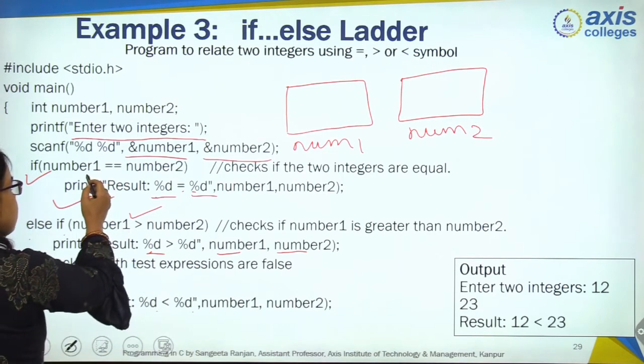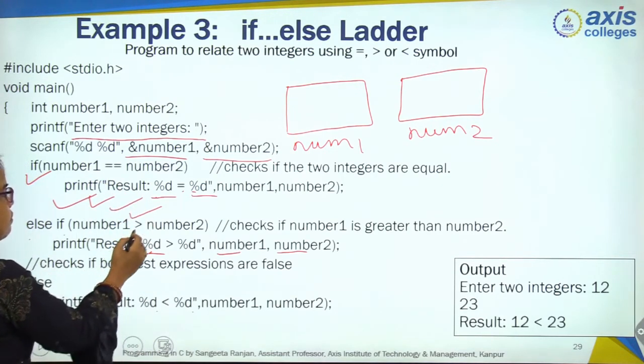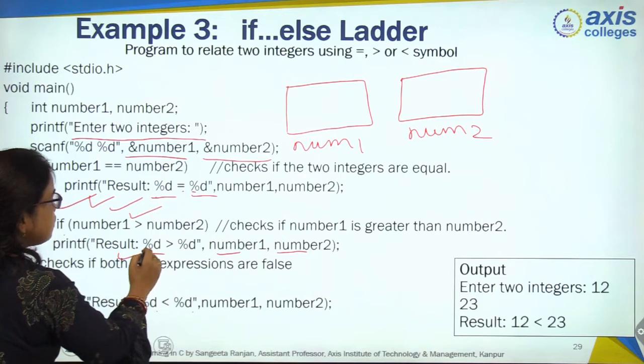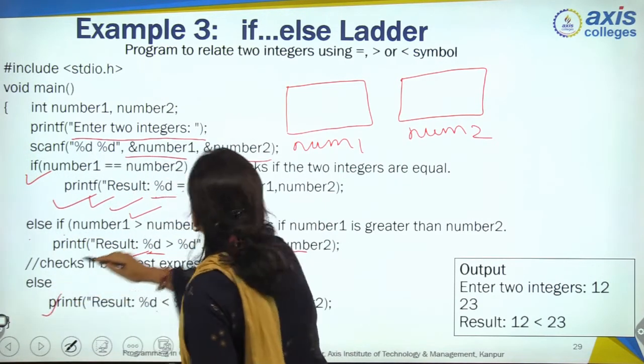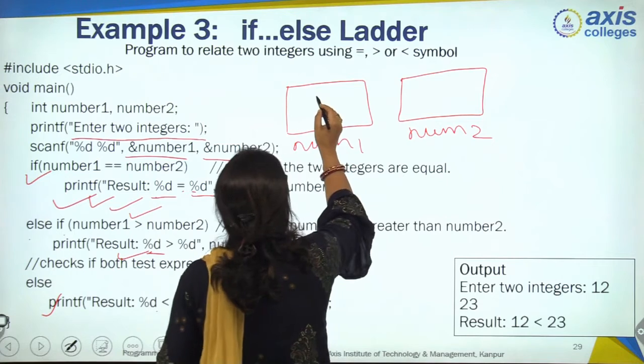If number 1 is equal to number 2, then print this statement. If number 1 is greater than number 2, then print this statement. If both statements are false, then the else part will be executed. We can understand this with the help of an example.